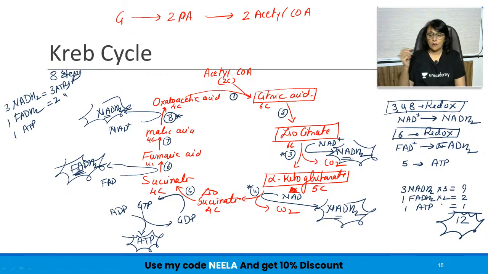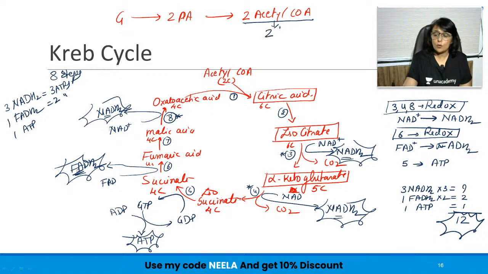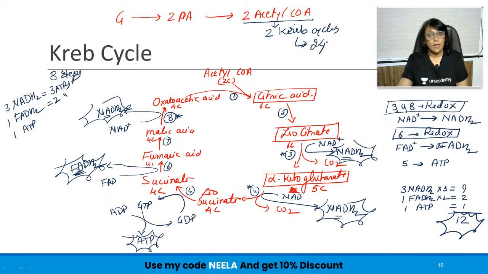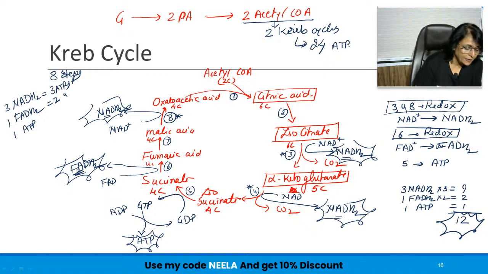And we have 2 acetyl coenzyme A's. That means they will go through 2 Kreb cycles, and these 2 Kreb cycles will give us 24 ATPs. This is when you are talking about one glucose molecule. Now, have you drawn this cycle? If yes, then tell me.